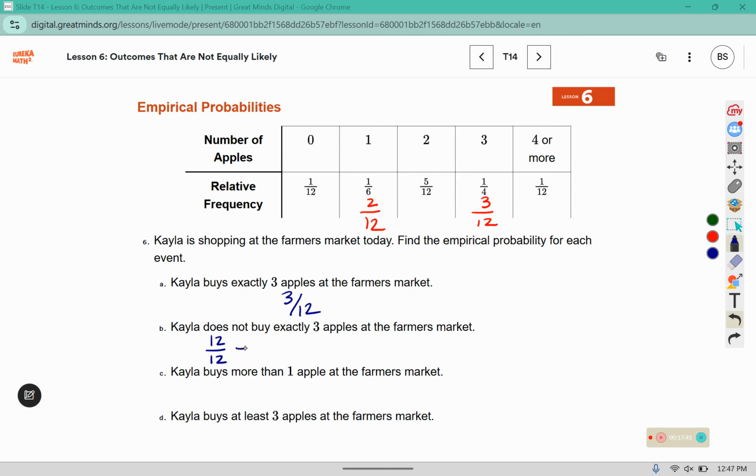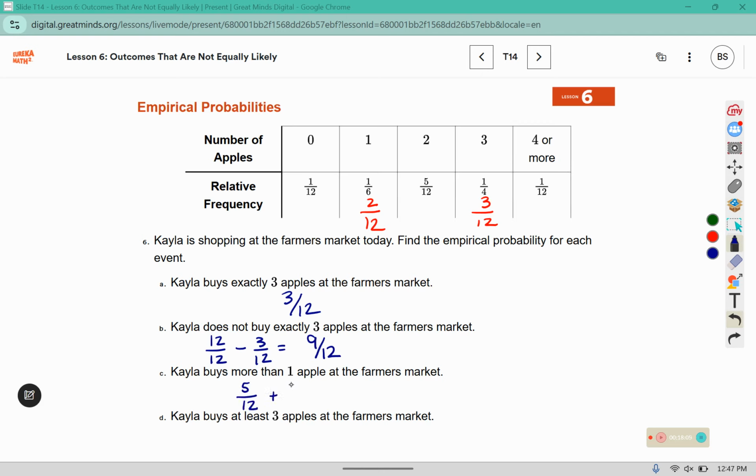The whole probability was 12/12. Not buying means we're going to remove it. 12 minus 3 is 9. So 9/12. Or if you were to reduce that, it would be 3/4. Kayla buys more than 1 apple at the farmer's market. So more than 1 would be 2 and above.